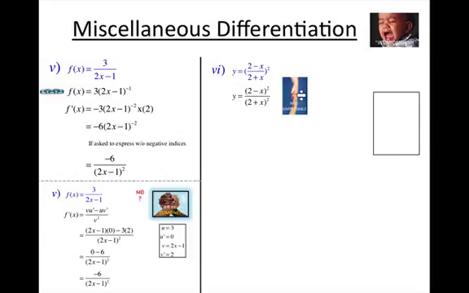Okay, chopping board. u is (2 minus x) squared. v, (2 plus x) squared. Now, u dash is going to be a chain rule. So bring down the power, minus 1 from the power, times by the derivative of the bracket. So when we tidy that up, it becomes minus 2 into (2 minus x). v, same deal. Chain rule. Bring it down, minus 1 from the power, times by the derivative. When we tidy that up, 2 into (2 plus x).